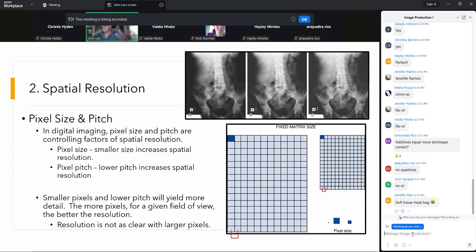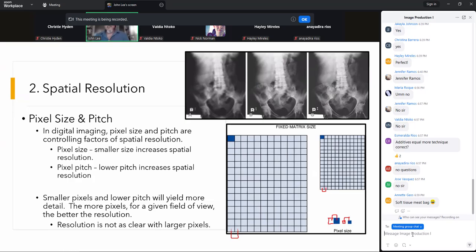The problem that we run into is if we have two pixels that have a specific pitch at this size, and then we have two smaller pixels where the pitch is the same, that distance is the same as this distance, we're not going to have an increase in spatial resolution.